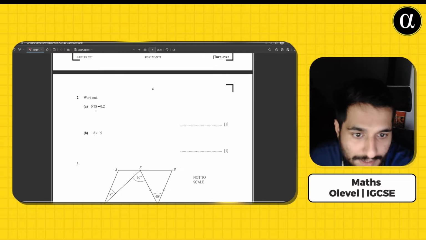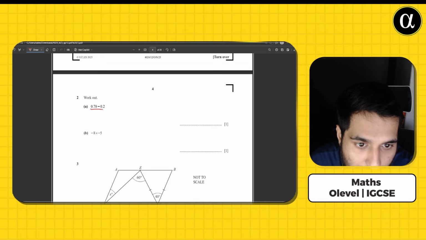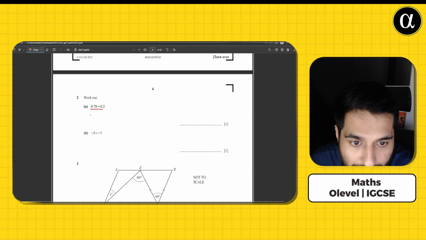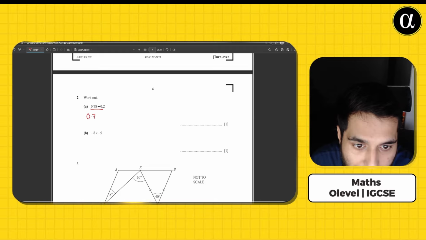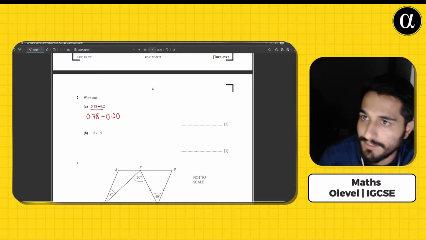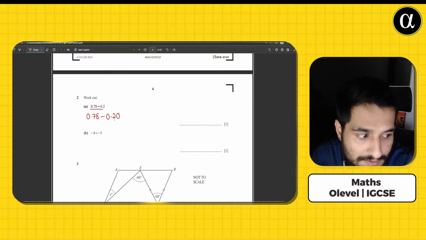Question number 2 states that it should be 0.78 minus 0.2, which means we are going to subtract the two numbers. It may look like a very difficult decimal, but trust me, it is not. What we're going to do is 0.78 minus 0.2, and we add a 0 so it turns out easy for us. The 0 doesn't have much significance.